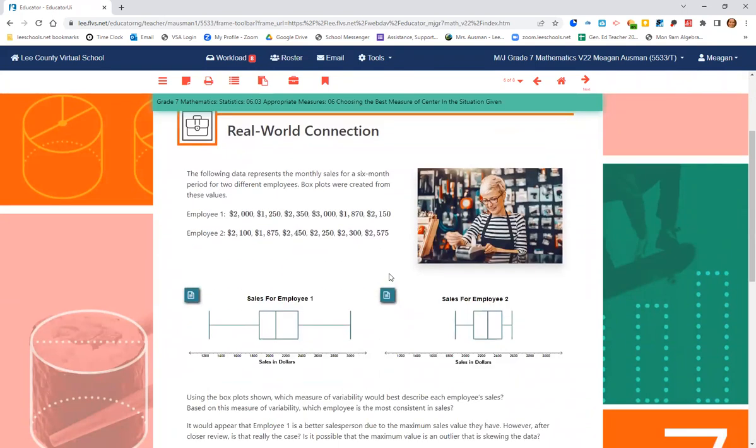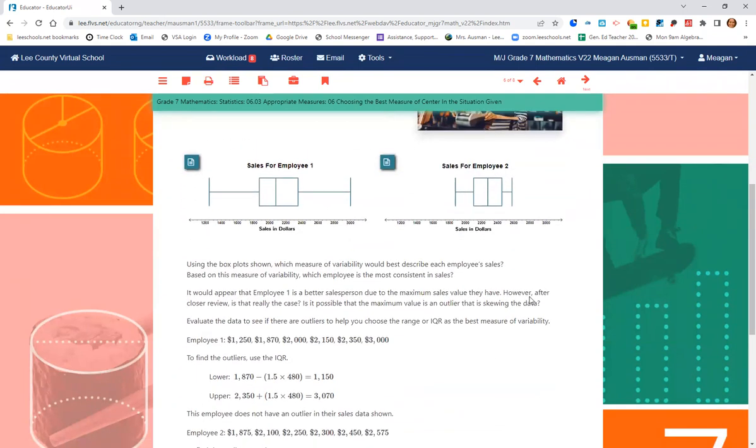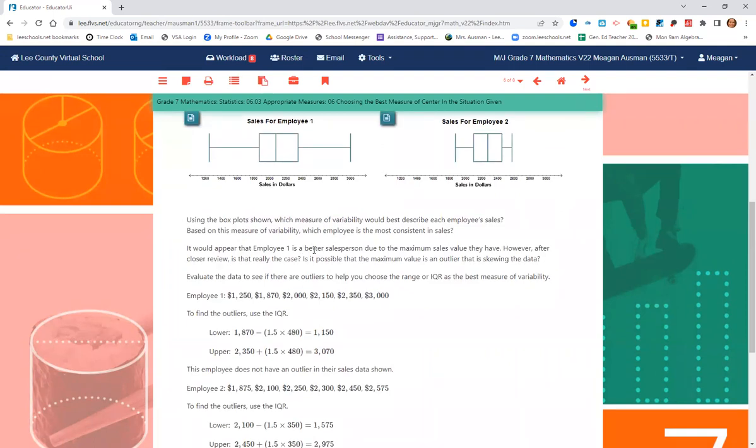Now we have a real world situation. The following data represents monthly sales for a 6-month period for 2 different employees, and they made box plots for them. We can see the first employee has quite a big range. The second employee has a very small range. Just look how spread out employee one is. So it would appear that employee one is a better salesperson due to the maximum sale value that they have. But is it possible that that maximum value is just an outlier and it's skewing the data? It's pulling the data over a little bit.